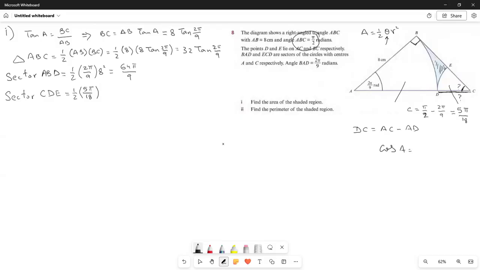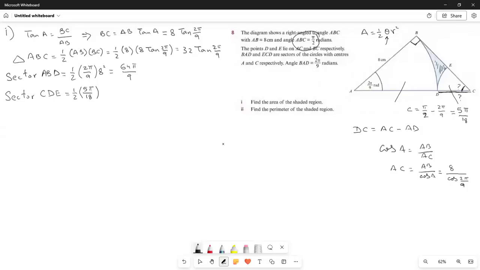Okay, sine, cosine. It is AB over AC. So from here, I can see that the AC distance is equal to AB over cos of A. And the AB distance is 8 over cosine of 2 pi by 9. Okay, so this is my AC.